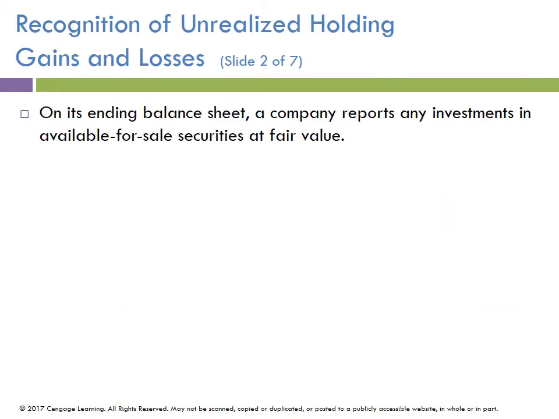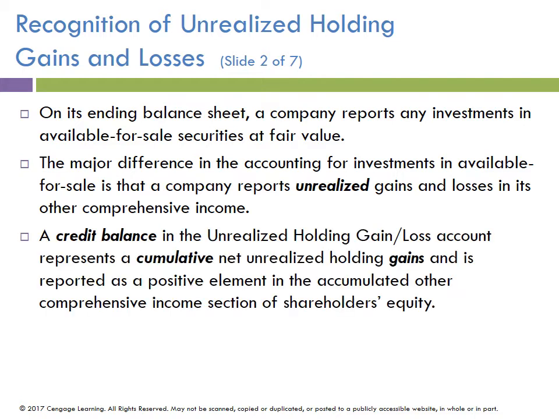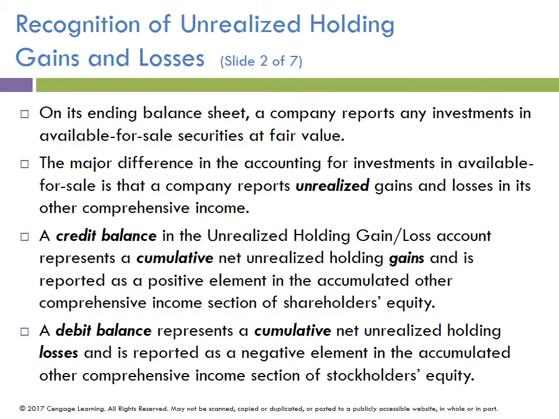Now, at the end of the year, when we're getting ready to do a balance sheet, the company determines the fair value of each security. And any difference for investments in available for sale is reported as unrealized gain or loss in other comprehensive income. A credit balance in this account represents a cumulative net unrealized gain. A debit would be a loss. Both are reported as comprehensive income in shareholders' equity.